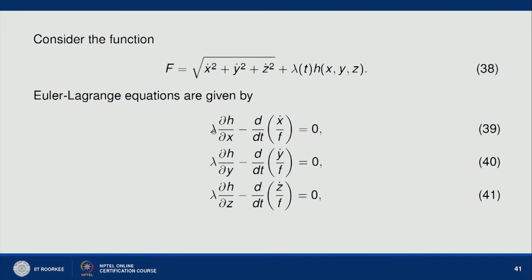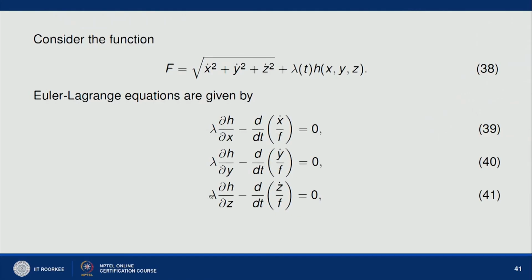So, here we simply say lambda ∂h/∂x minus d/dt of... now when you differentiate this with respect to x dash, you will get 1 upon 2 under root x dash square plus y dash square plus z dash square, and then in the numerator you will have 2x dash. So, you can write this as nothing but x dash by f equal to 0, and since it is symmetric with respect to x, y and z, you can have 39, 40 and 41 as relations.